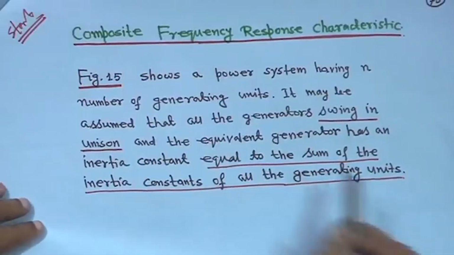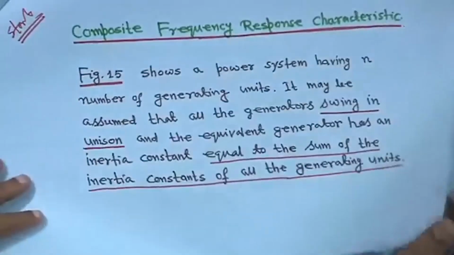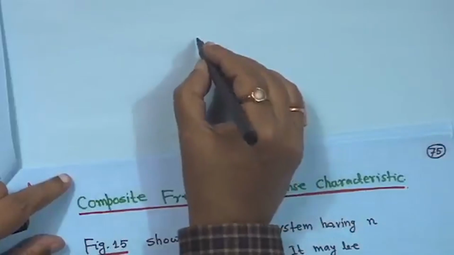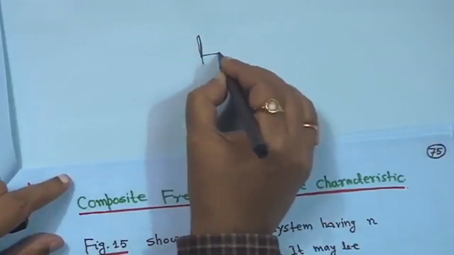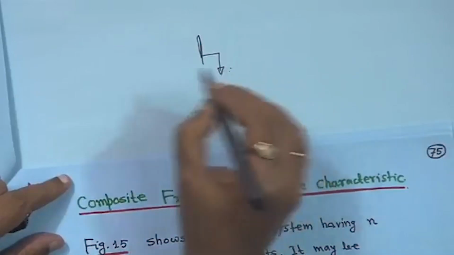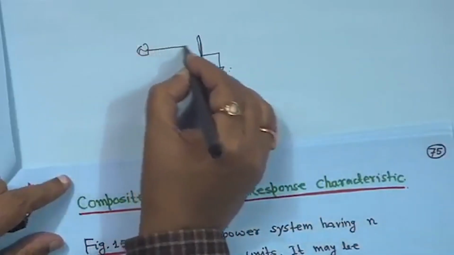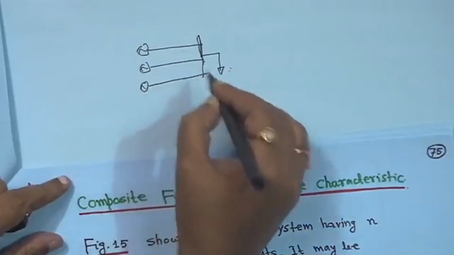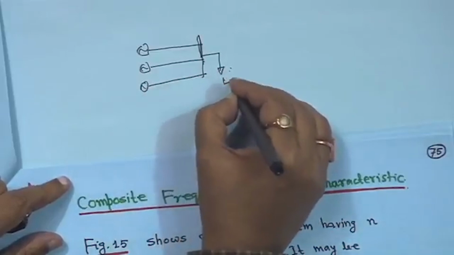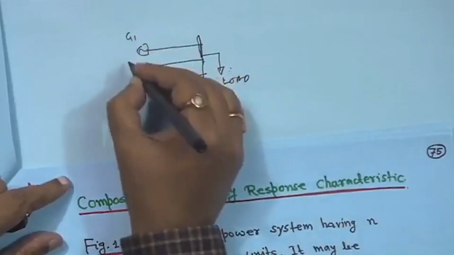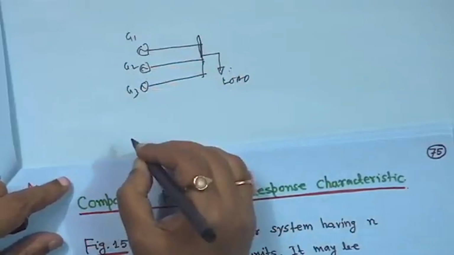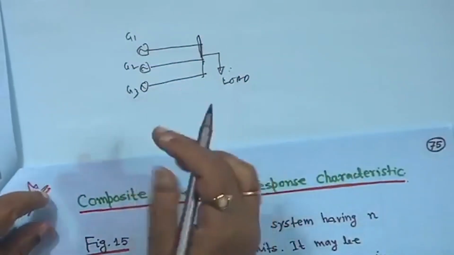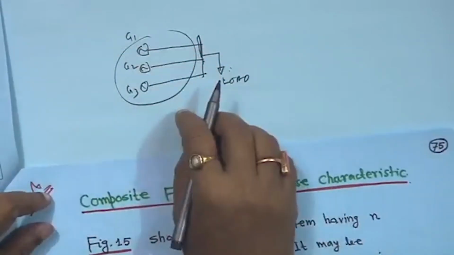Now, next is the composite frequency response characteristic. Before showing this, suppose you have an isolated system, not interconnected with anything, and you have a load, and many generators connected and supplying this load. So this is your load and these are generator 1, generator 2, generator 3 and so on, and you have to find out the composite frequency response characteristic. In this case, many generators are there and they are in parallel.